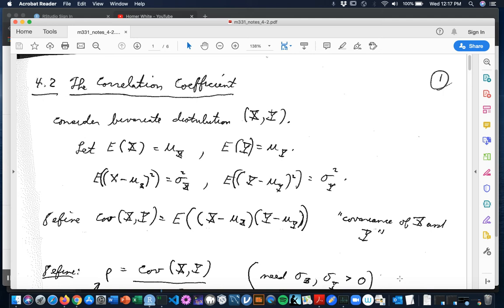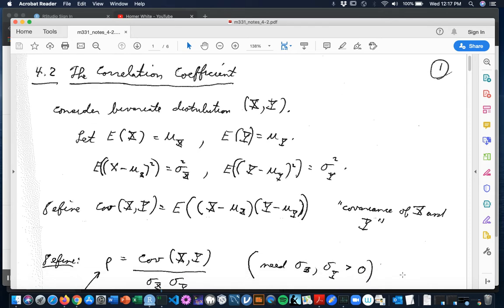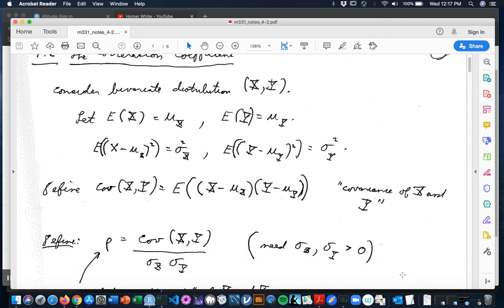Today's a no-face day. I don't really have a good desk to sit at at the moment of the making of this session. But I do want to talk about correlation coefficient in connection with bivariate distributions. So consider a bivariate distribution XY, okay?